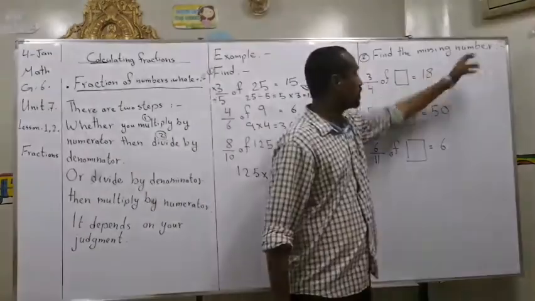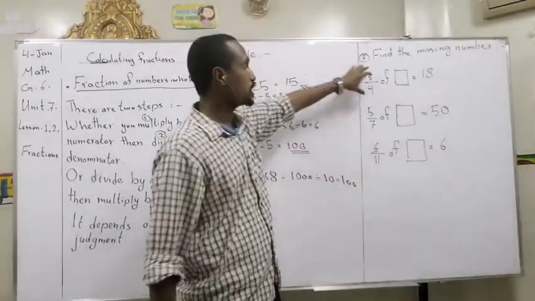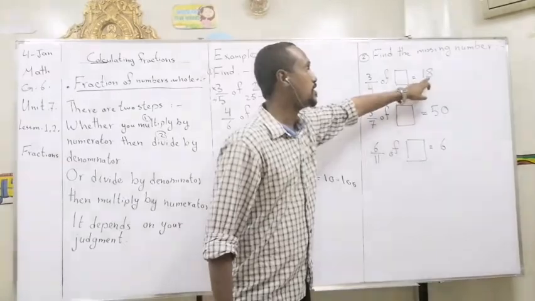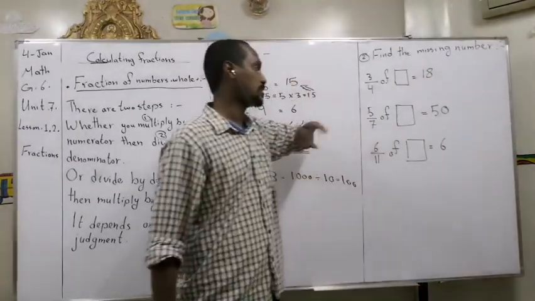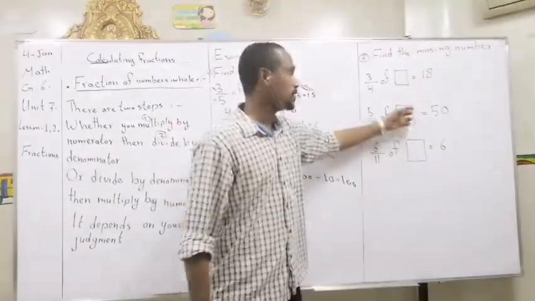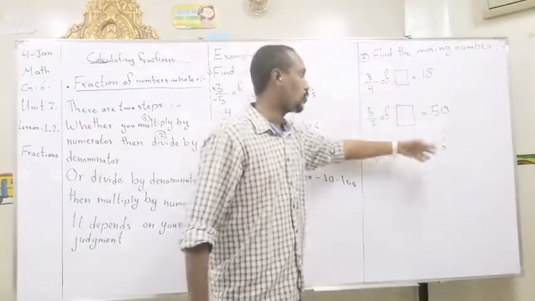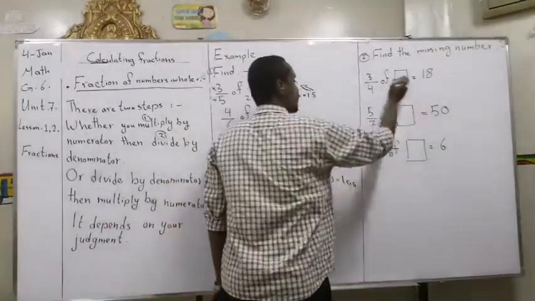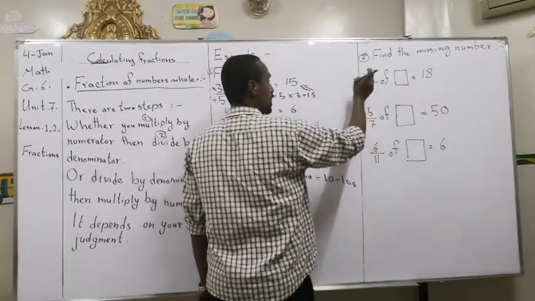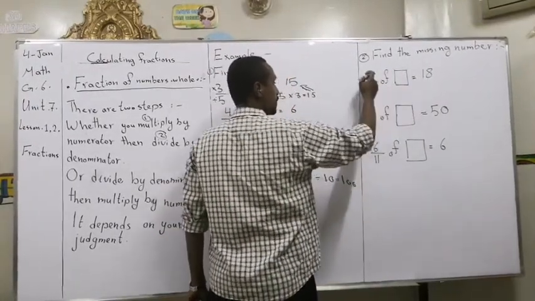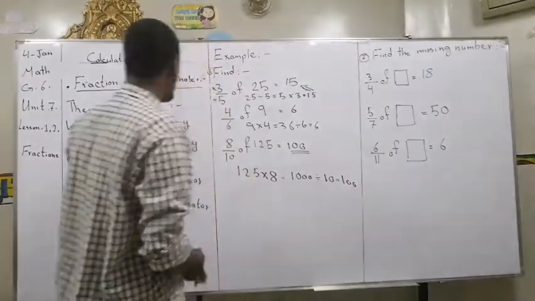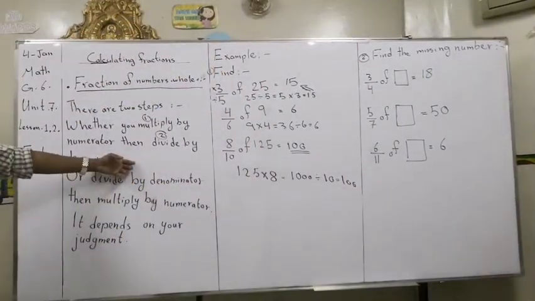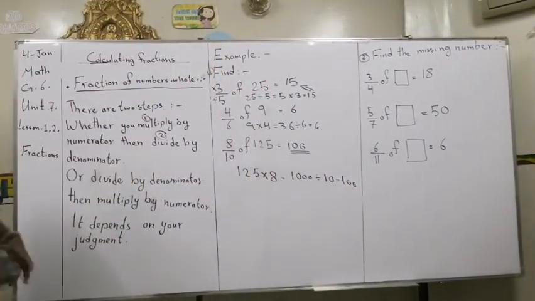Find the missing number. For example, they told us a fraction of a missing number, then they told us what the answer is. The missing number is this one, so the missing number is on the left. What should I say? 18 divided by 4, then multiplied by 3, or 18 multiplied by 3 divided by 4? Am I going to follow the same steps? No, I'm not going to follow the same steps.